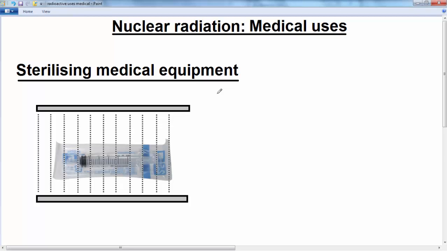In this lesson we're going to continue to look at the uses of nuclear radiation. In this session we're going to briefly look at a few medical uses.